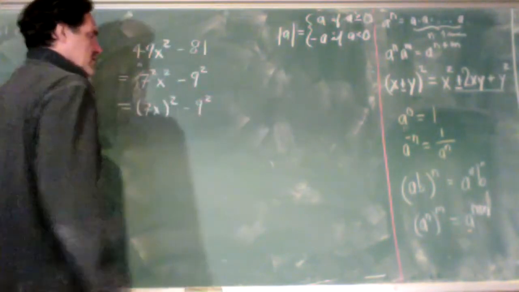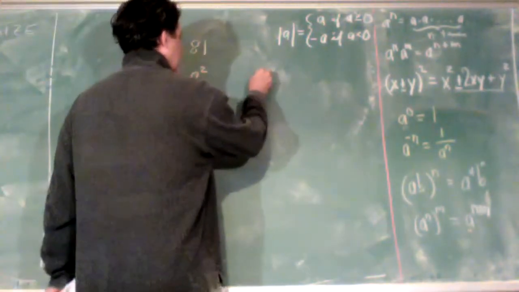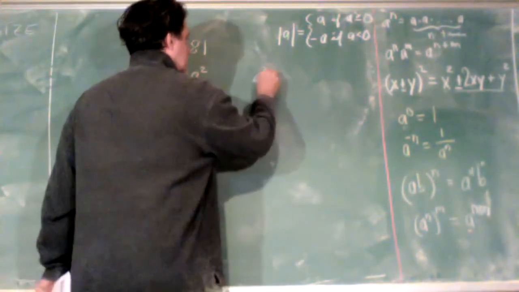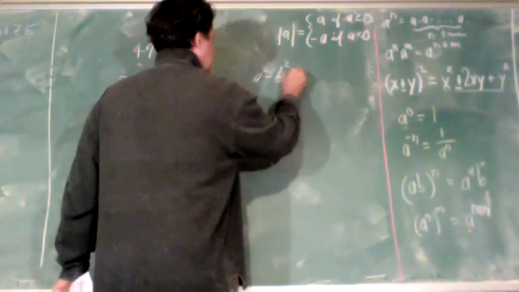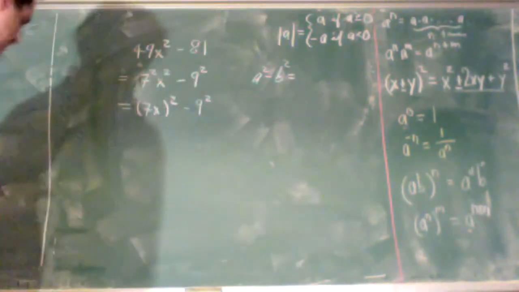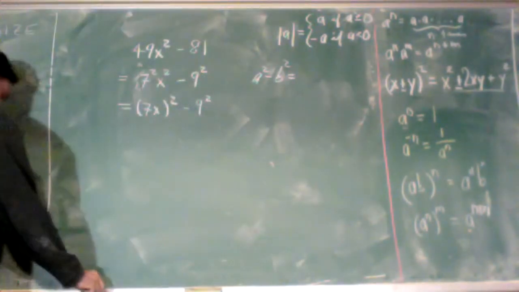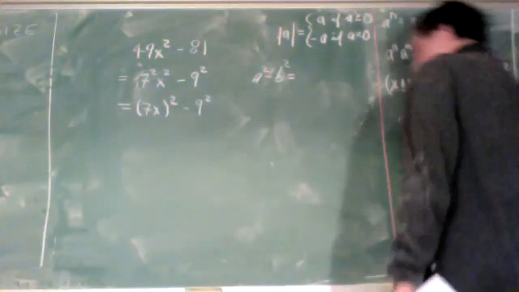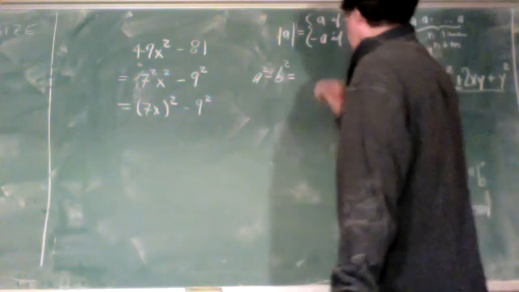So what is this? This looks like something of the form a squared minus b squared, a difference of 2 squares. That's a special product that you need to memorize, should have memorized.